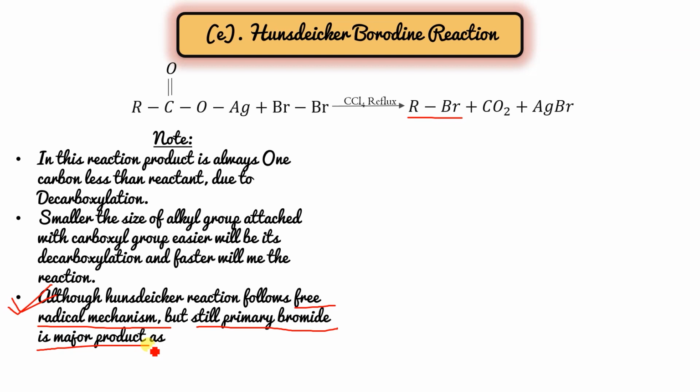Got it? Clear? So in this reaction, the product always has one carbon less than the reactant. If it is having R plus CO, so this CO is going to be removed. So one less carbon will be formed because of decarboxylation.